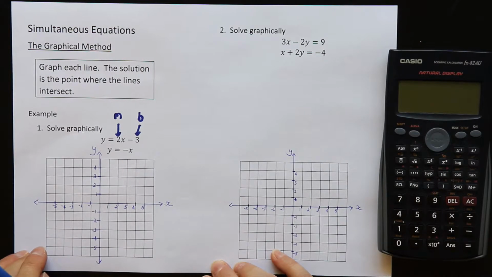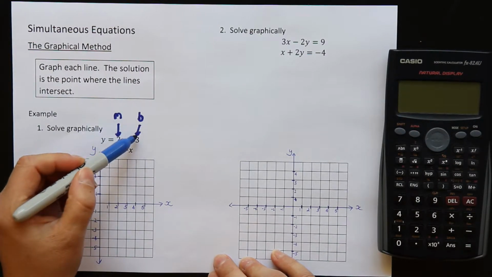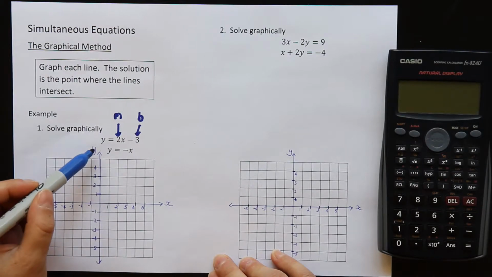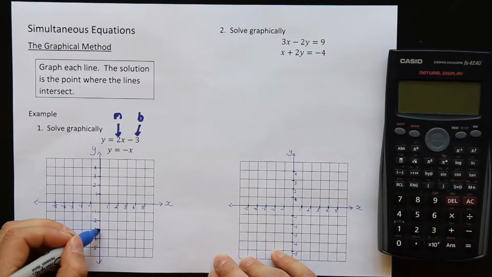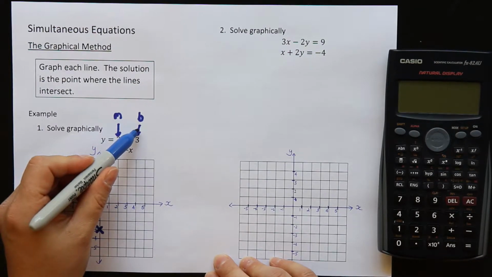Now to sketch from that, if my y-intercept is minus 3, you do that first. You go to your y-axis and you go down to minus 3 and you put a dot or a cross there to mark that spot. So you always do the y-intercept first.